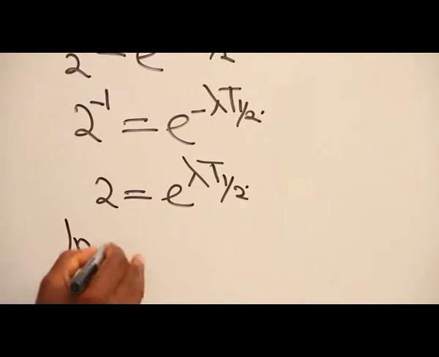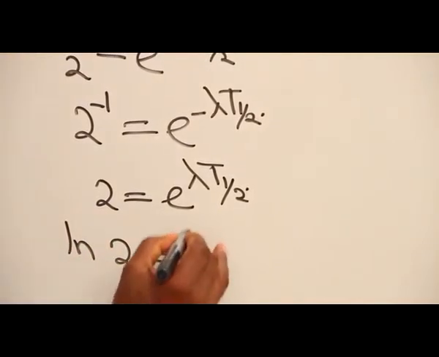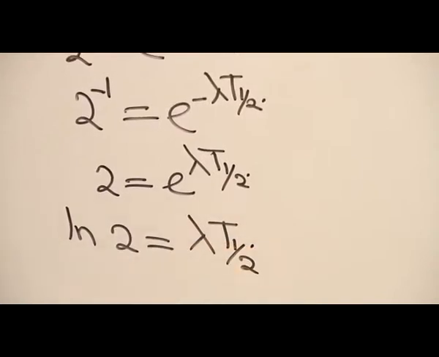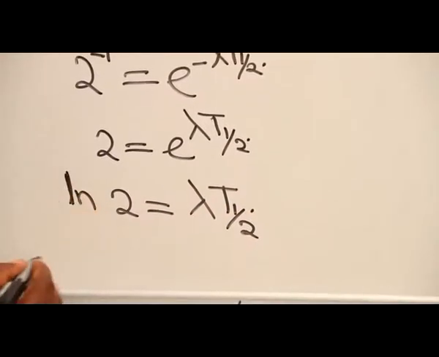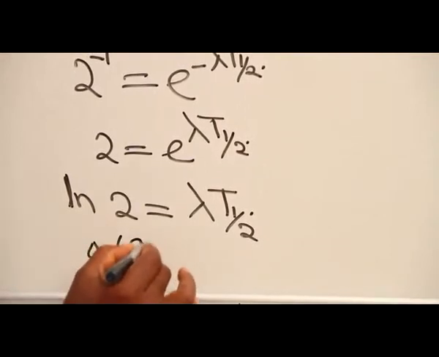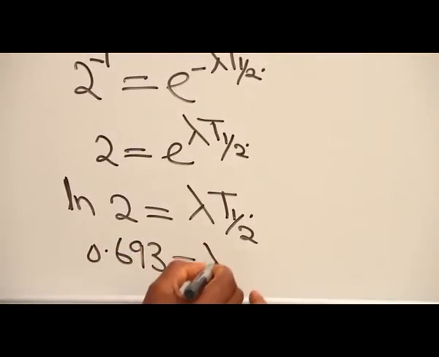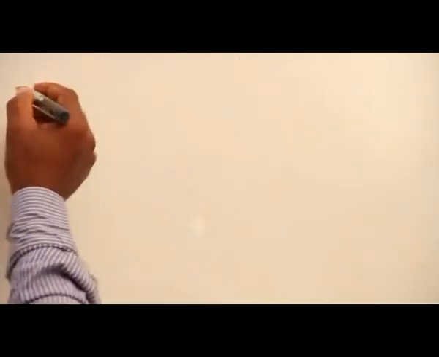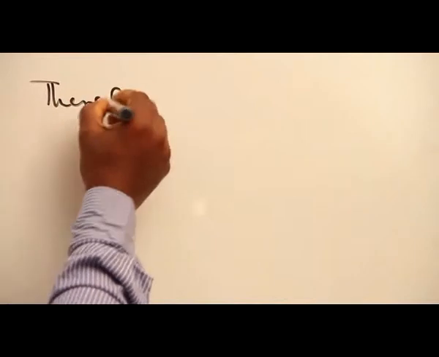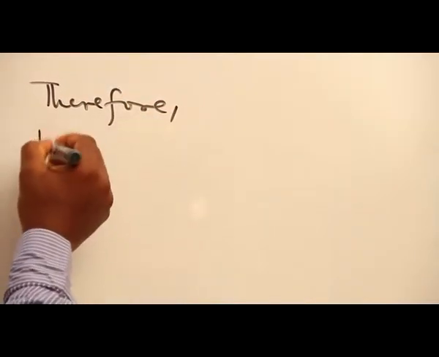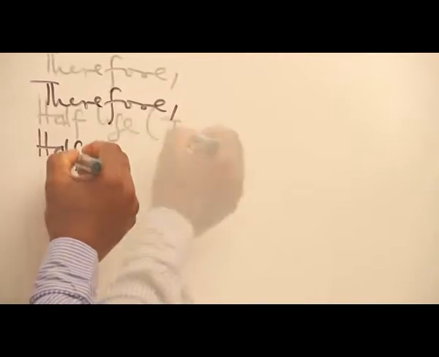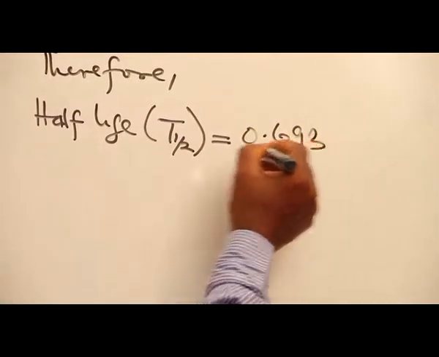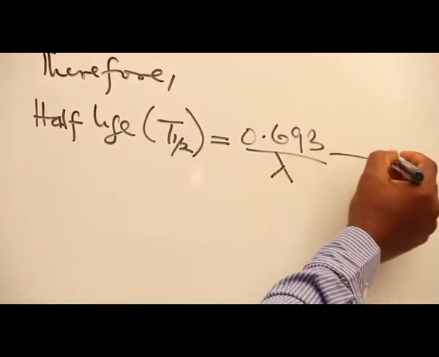If I find the log of both sides, we end up getting decay constant times half-life is the natural log of 2. This is 0.693 is equal to decay constant times half-life. Therefore, half-life is equal to 0.693 divided by the decay constant of the element.